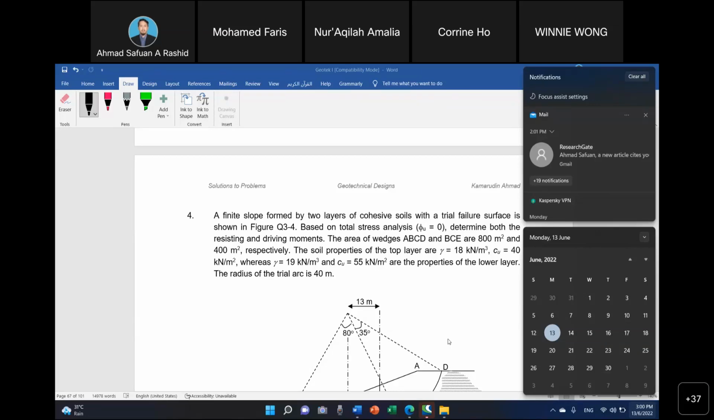Test 2 only covers chapter 2 under consolidation. I will use a Google form. Then you need to upload your calculation during the submission.